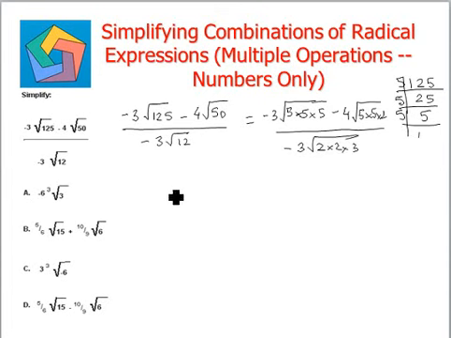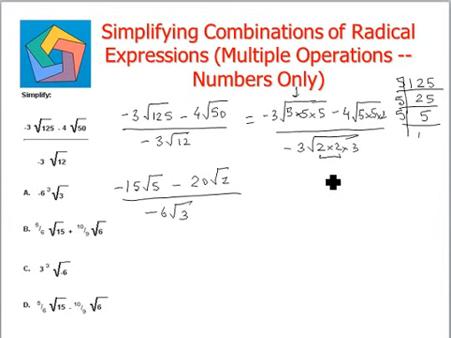Now looking at the first radical expression, this is negative 15 root of 5. Two 5's come out as a single one. Similarly in the second, two 5's can be pulled out like this. Then looking at the denominator, this can be written as negative 6 root of 3. Two 2's come out as a single 2. So now we can split this as negative 15 root of 5 divided by negative 6 root of 3, minus 20 root of 2 divided by negative 6 root of 3 in the denominator.